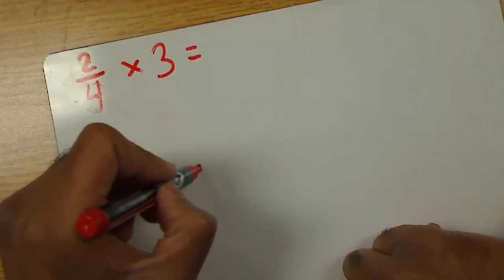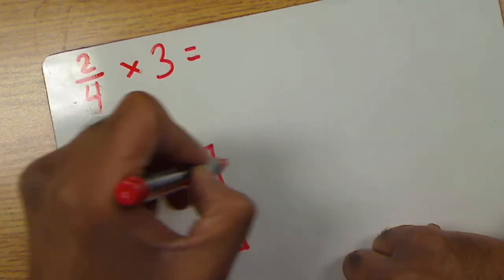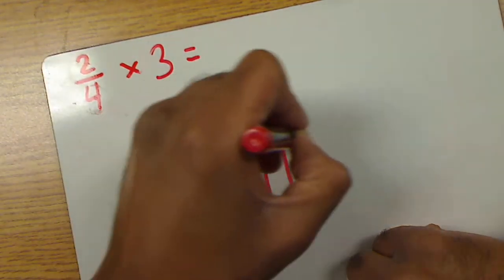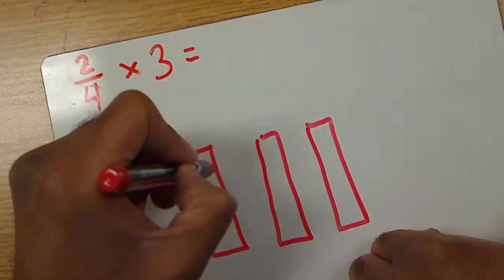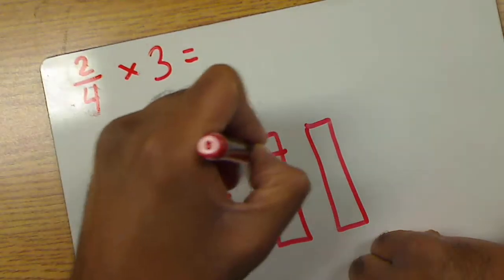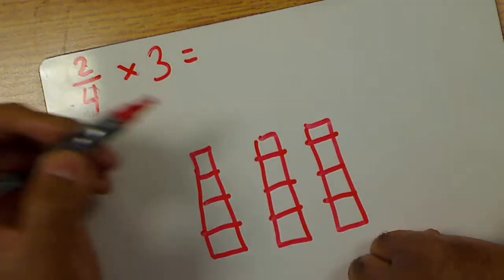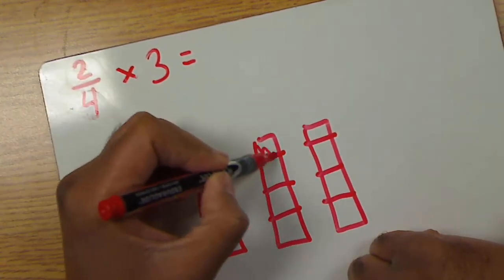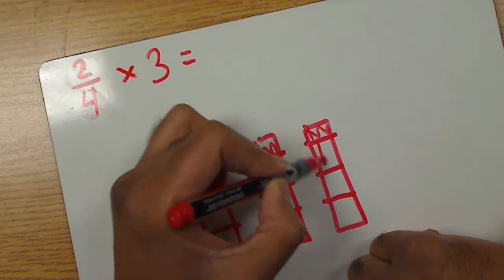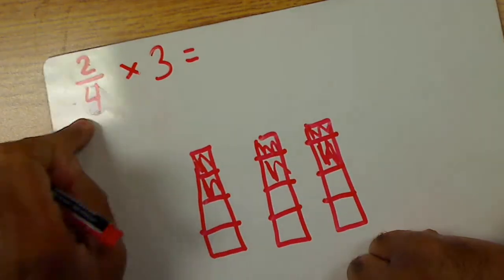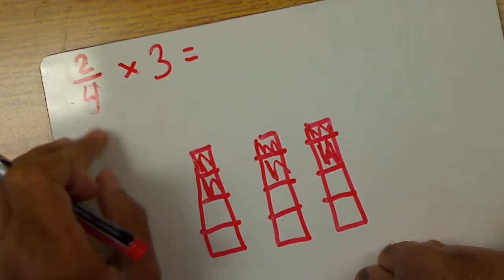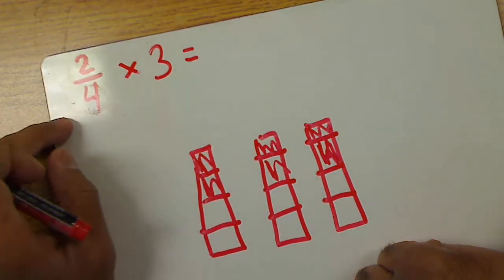So I'm going to show 2/4 3 times. 1, 2, 3. Because again, multiplication is also repeated addition. So here's 2/4, 2/4, 2/4. This model represents this picture. I have 3 groups of my 2/4.